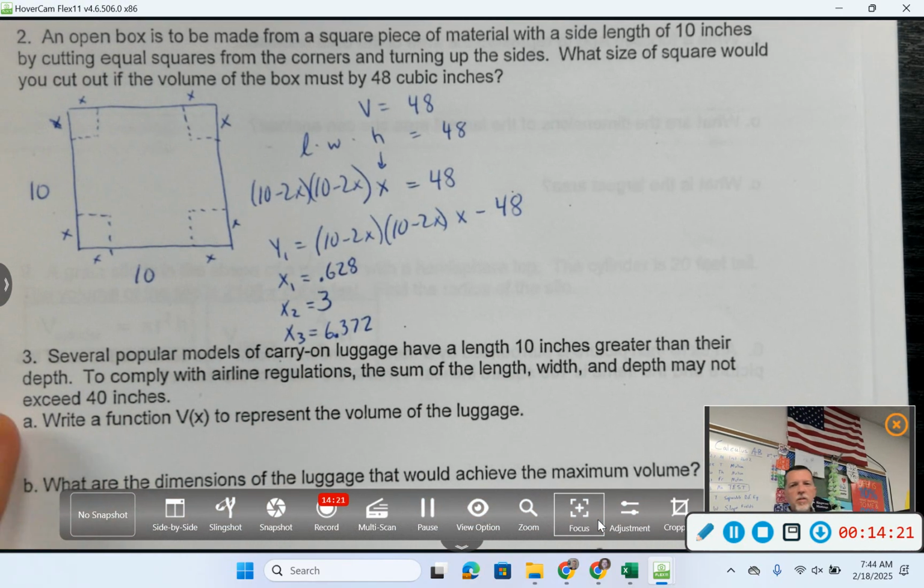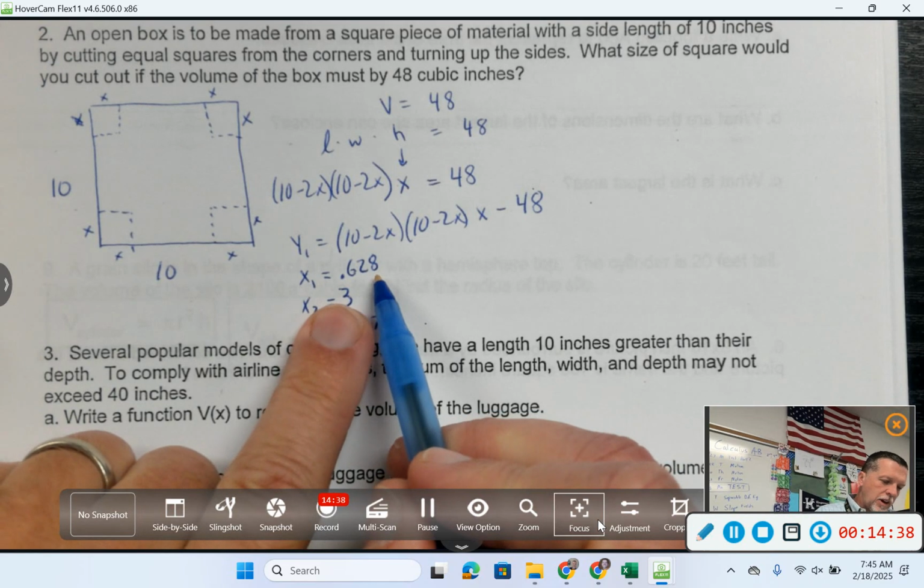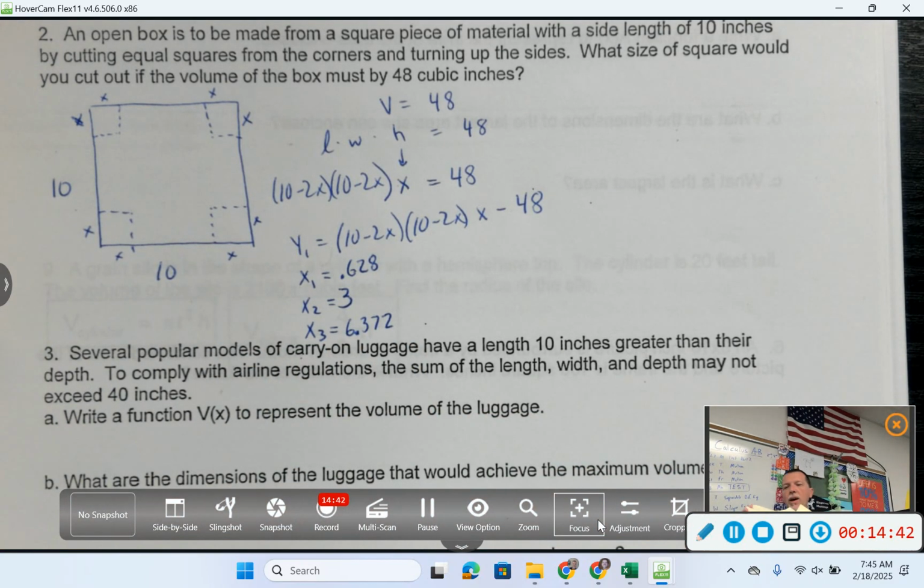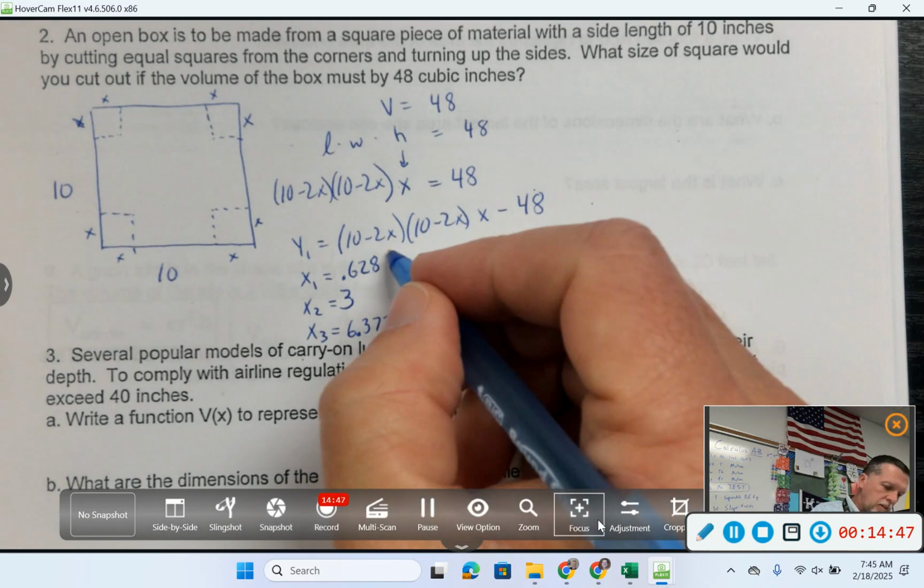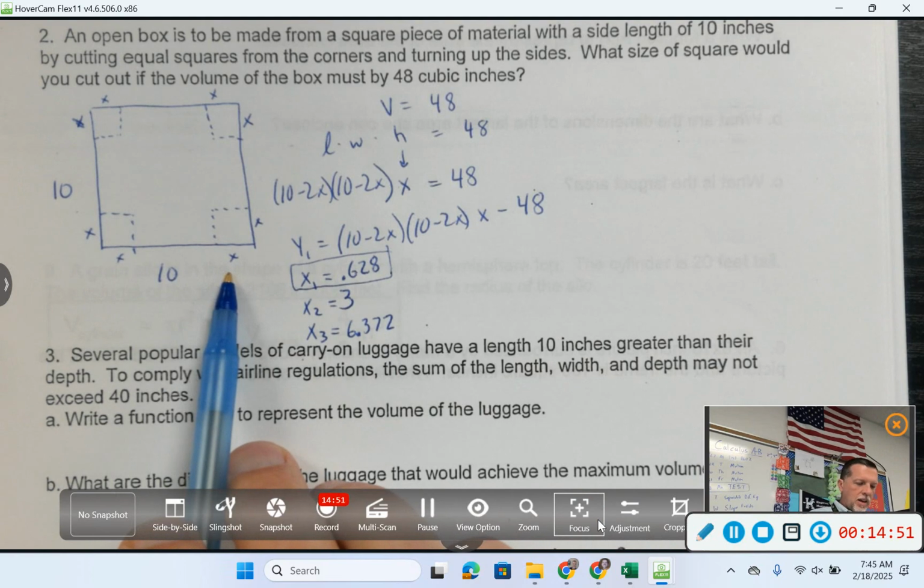Okay, the question was, what size square would you cut out for the volume? Okay, so X is what we're looking for. So does this mean there are 3 answers to this question? Yes. All right, well, look carefully at what would happen. If we cut out 0.628 from each side, that's fine. That's going to be almost similar to this, a pretty shallow box. So that works. If we cut out 3 from each side, oh, now we better be careful.